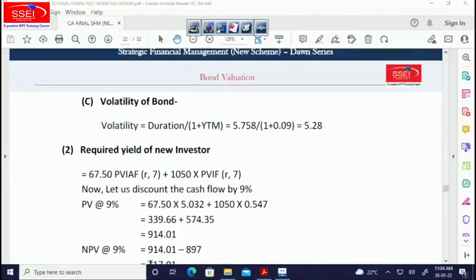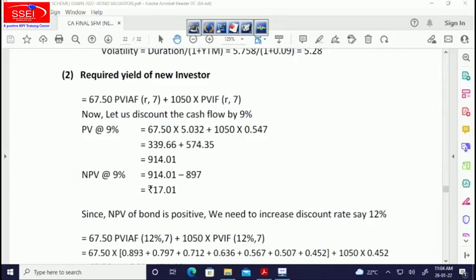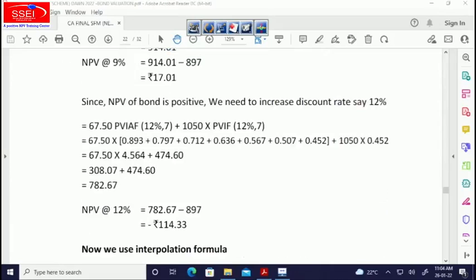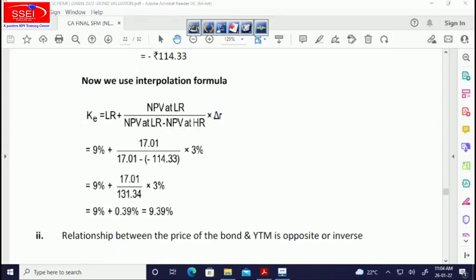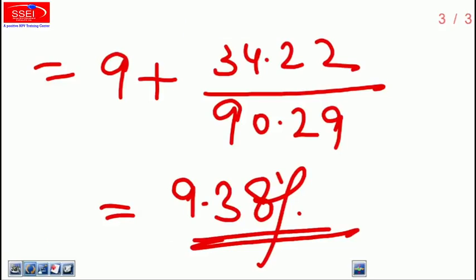So market price, duration and all that. Then they've calculated at 9%, 17.01. Then they calculated at 12%. I took 11, they took 12. They got minus 114. Then they applied the formula, 9.39. Okay, so we got 9.38.